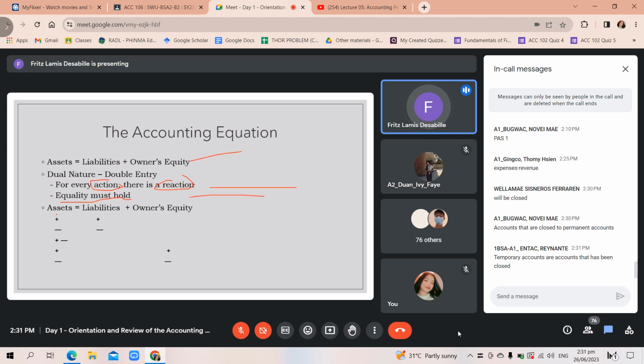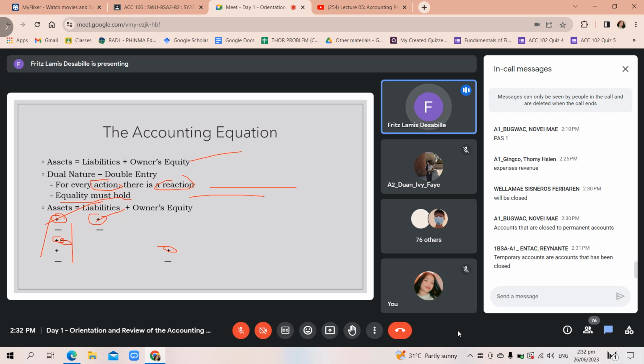So, accounting equation, assets equals liabilities plus owner's equity. So, unsay pasabot ani? So, if mag-increase ta og asset, depende sa actually sa mixture, no? So, if there is an increase in asset, it's either a decrease in another kind of asset or an increase in liability or owner's equity.